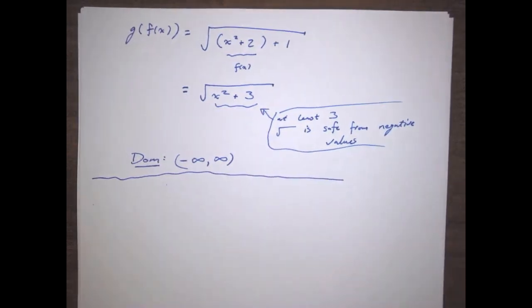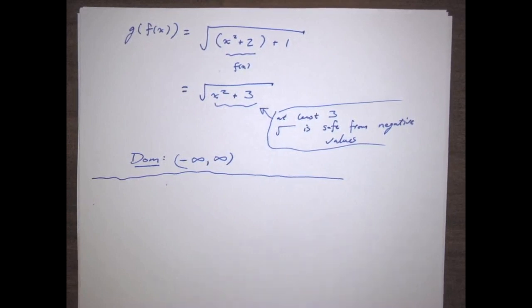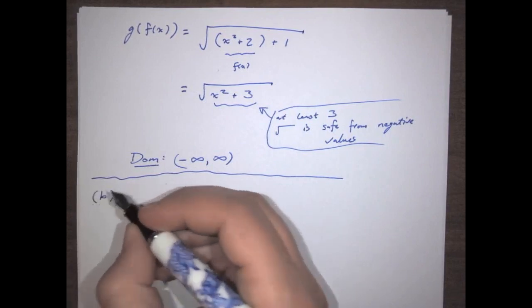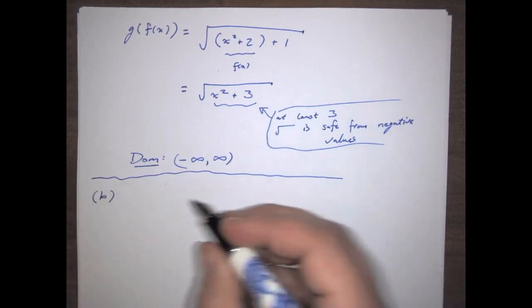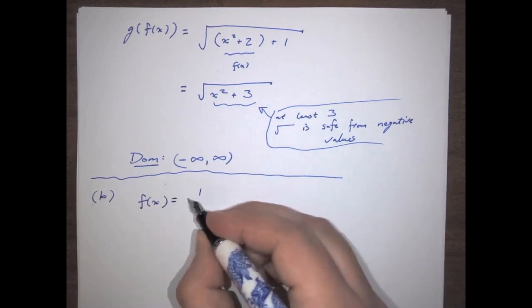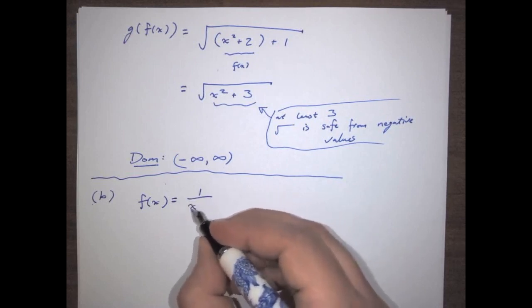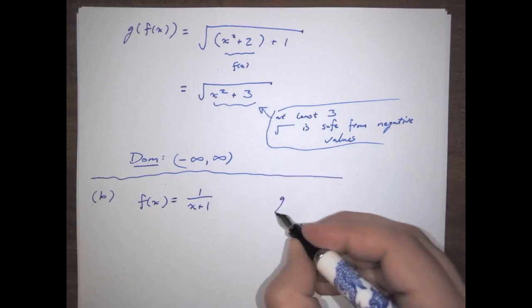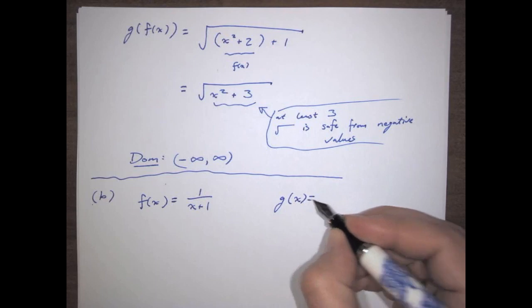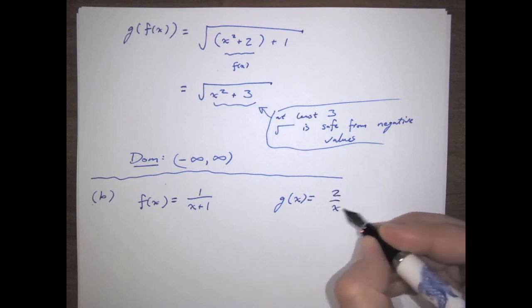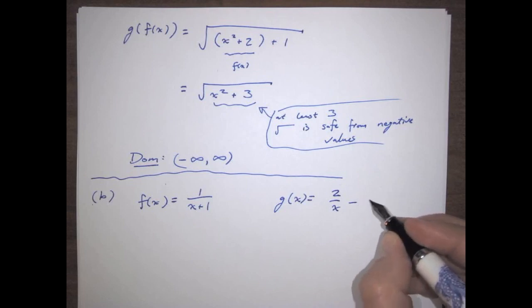Now let's try something else, and let's go with a case of functions like this. f of x is equal to 1 over x plus 1, and g of x is equal to, let's take 2 over x minus 3.